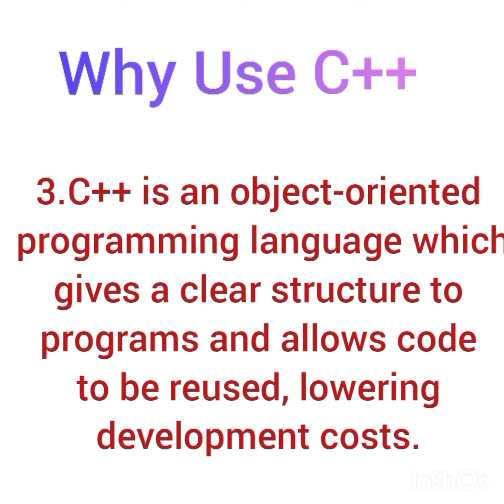Now, C++ is an object-oriented programming language, which means it gives a clear structure to programs and allows code to be reused and hence lowering the development cost. Object-oriented programming is programming which is based on the concept of objects, which can contain data and code in the form of fields and in the form of procedures. A feature of an object is that an object's own procedures can access and modify the data fields of itself.